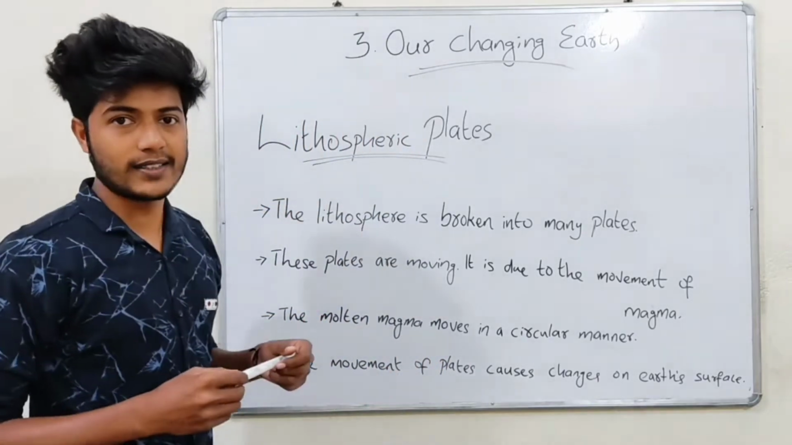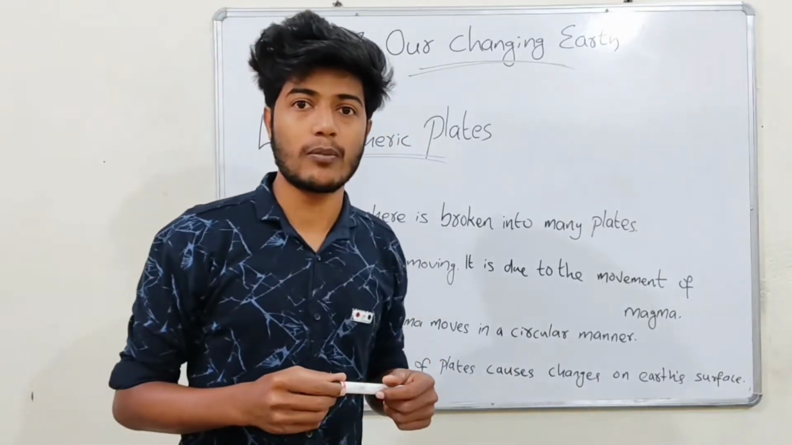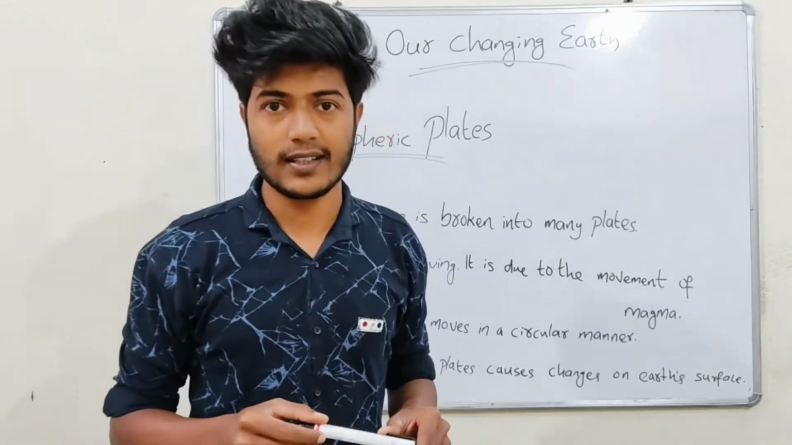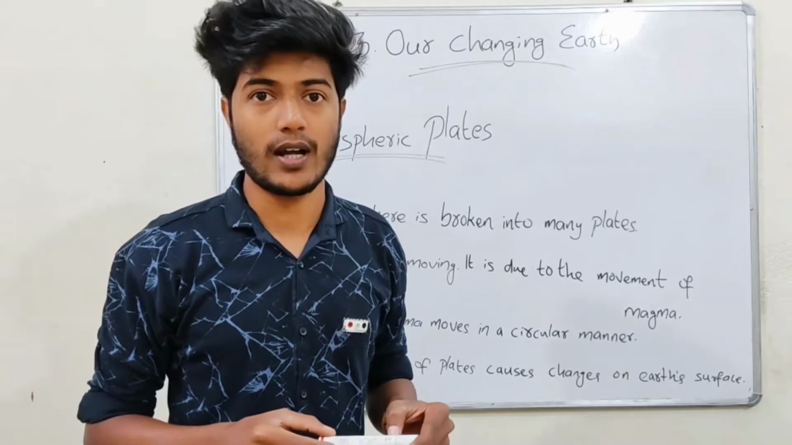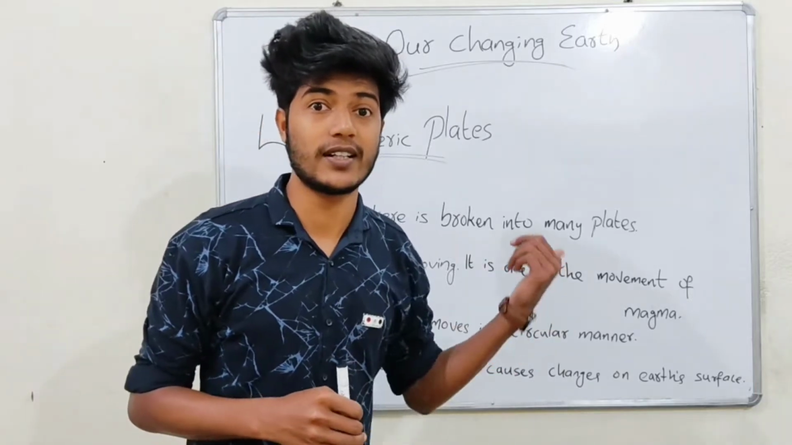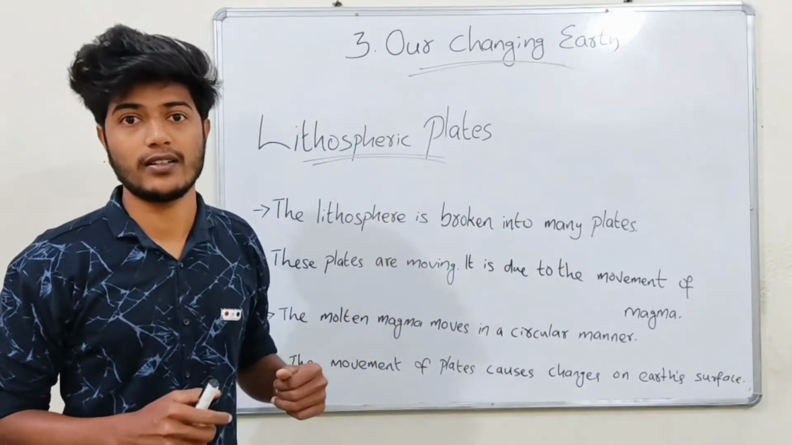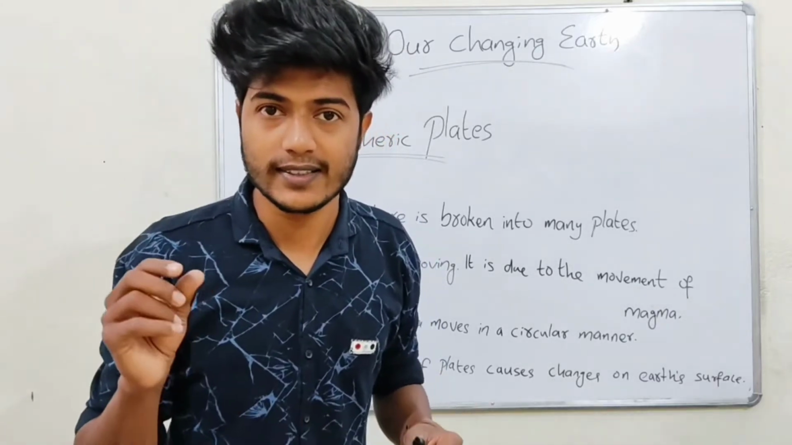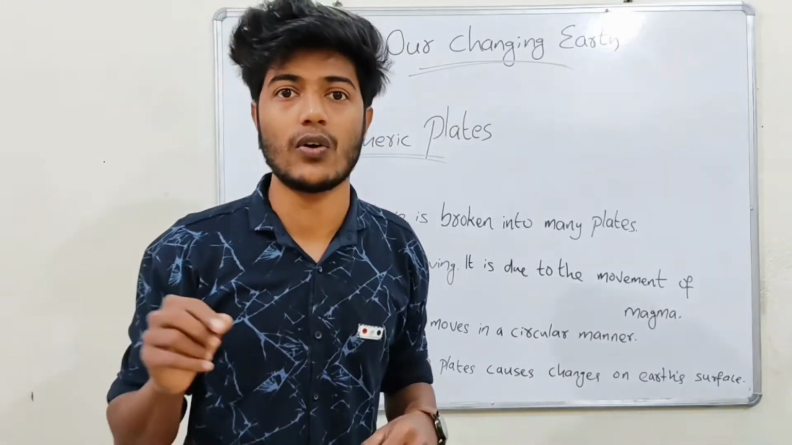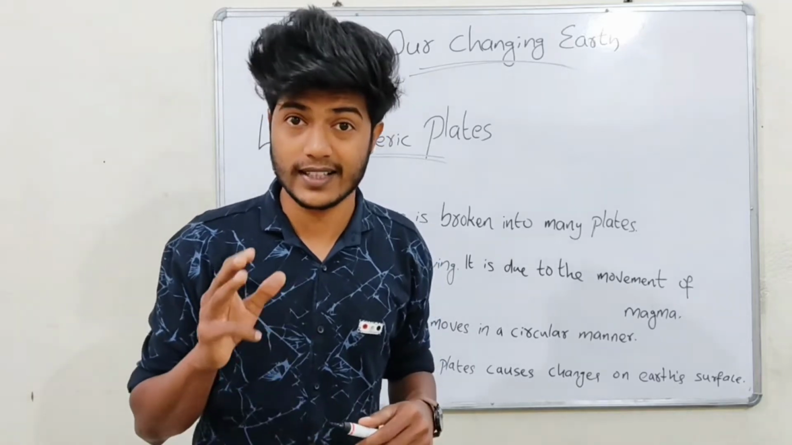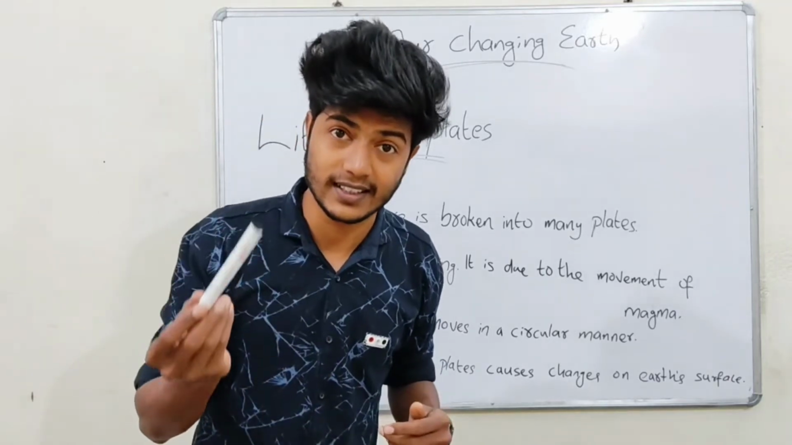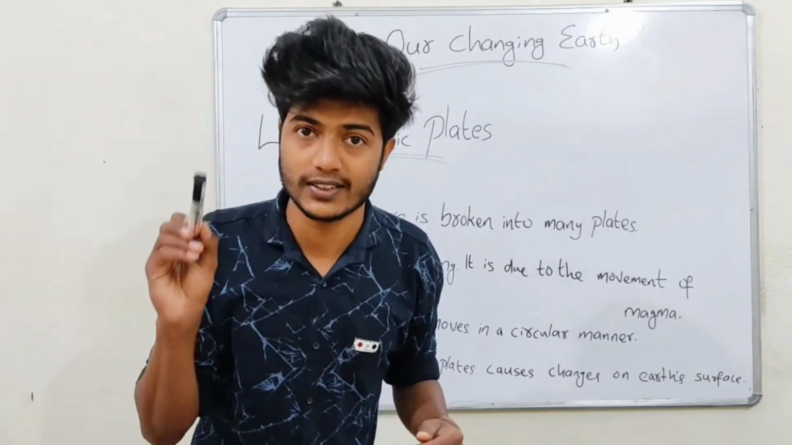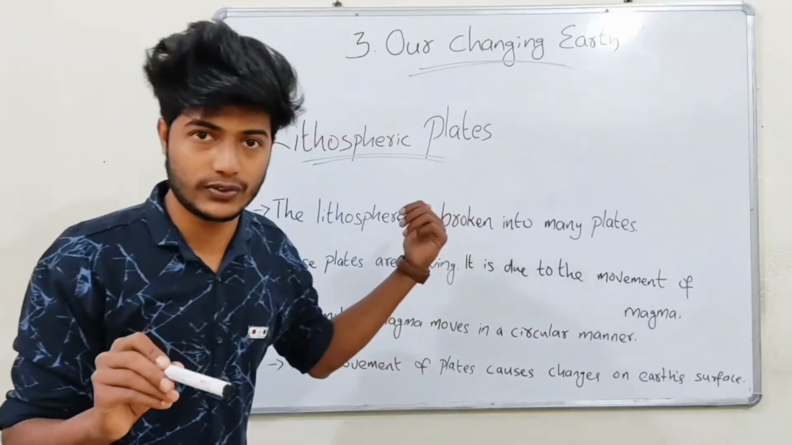In the last class, we studied about the crust. Earth has three layers: crust, mantle and core. And in the first chapter, we studied about the lithosphere. What is the lithosphere? Lithosphere is the solid crust of the earth. The first layer is the crust, and the solid portion of the crust is called lithosphere.